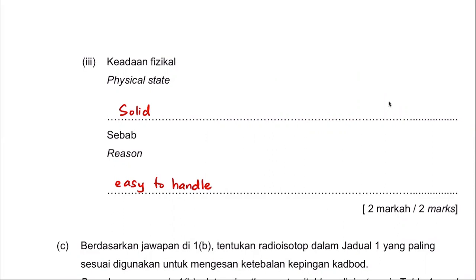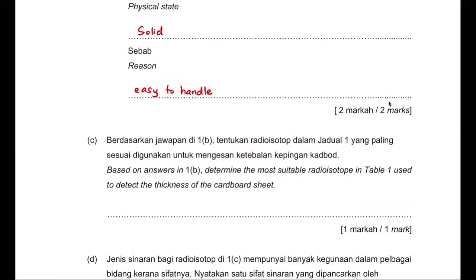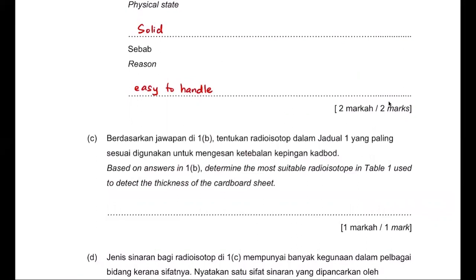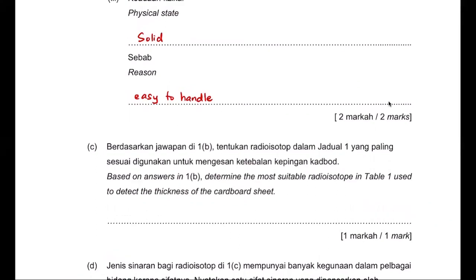Okay, so based on answers in 1B, determine the most suitable radioisotope in table 1 used to detect the thickness of the cardboard sheet. So the answer based on all your choices would be cobalt 60. Okay, cobalt 60. So that's the answer.